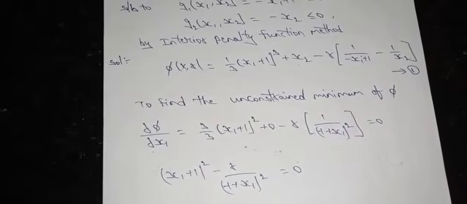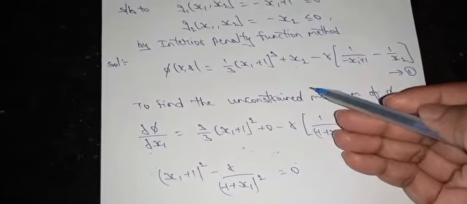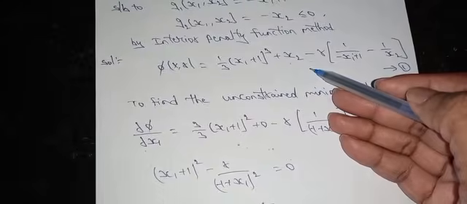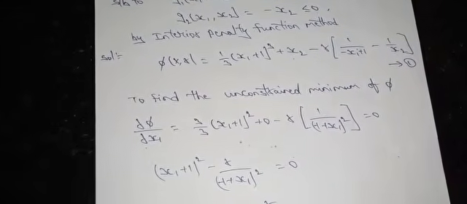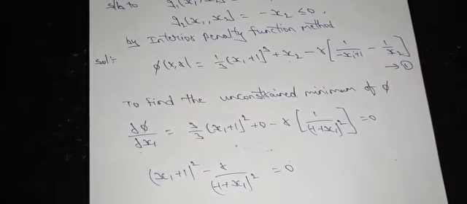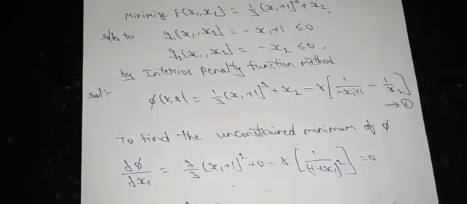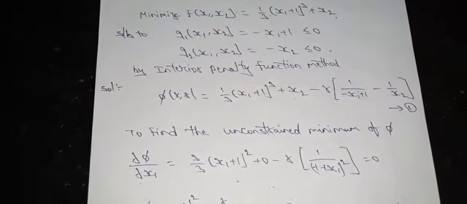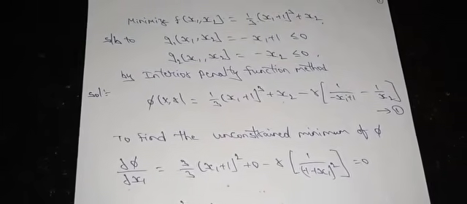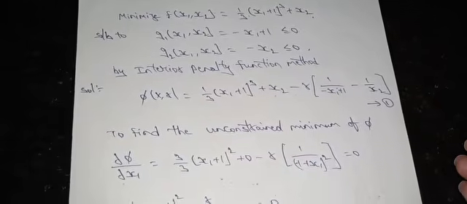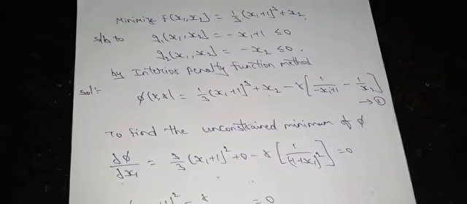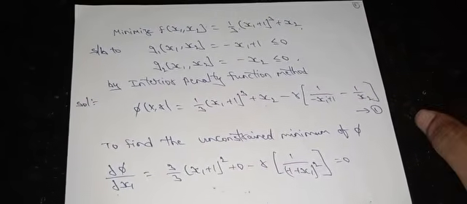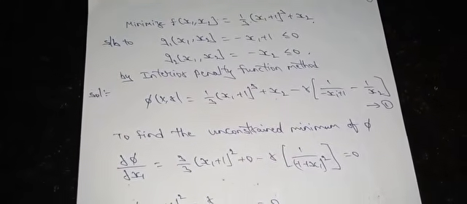After getting those x1 star and x2 star values, substitute them in this equation, and we will get phi of r. So the interior penalty method is very simple, and after finding those values we will form a table. In the interior penalty method, the table starts from 1000 to 0, or 100 to 0, taking the maximum value as 1000. Okay, thank you.